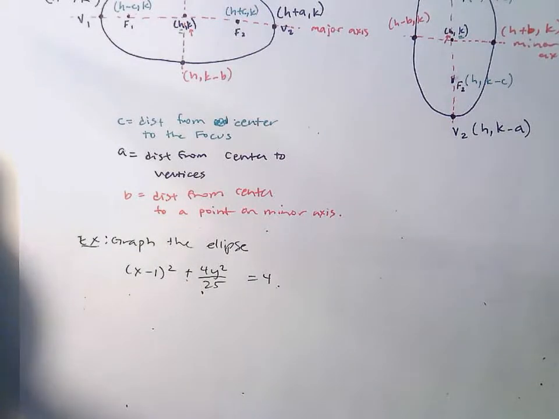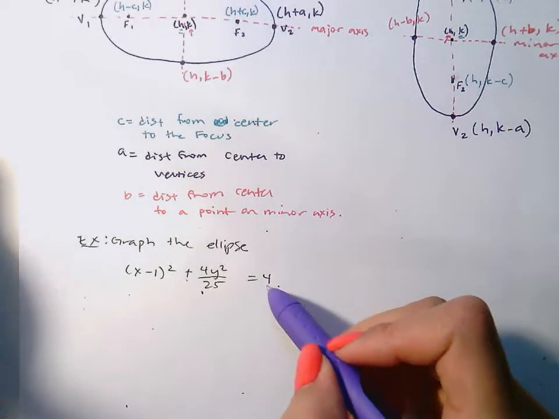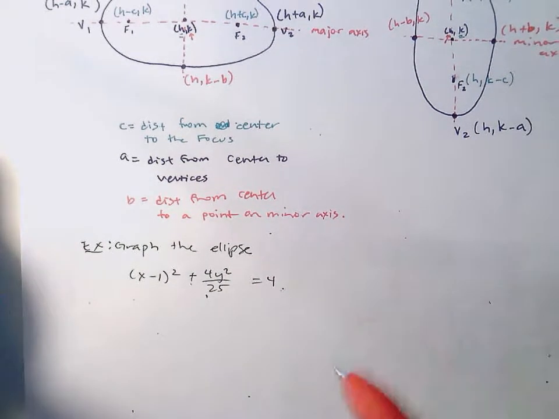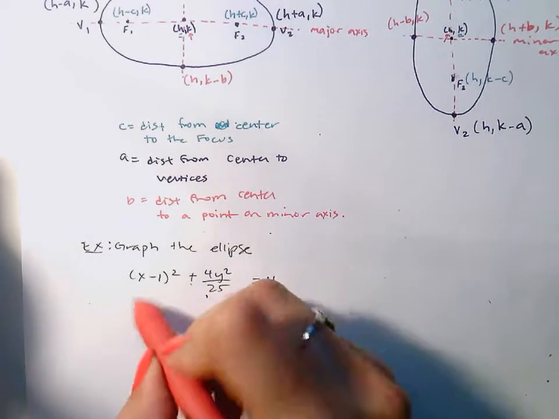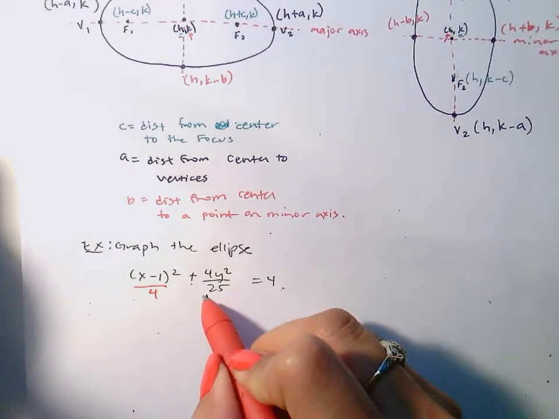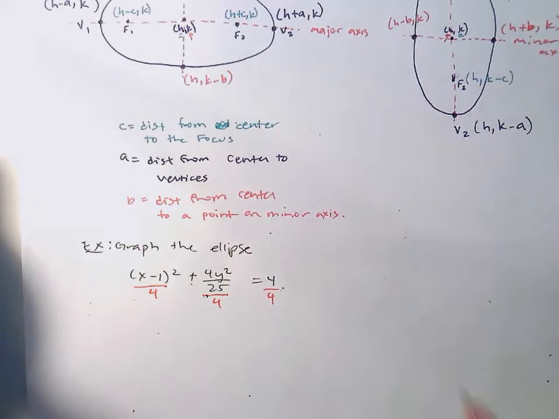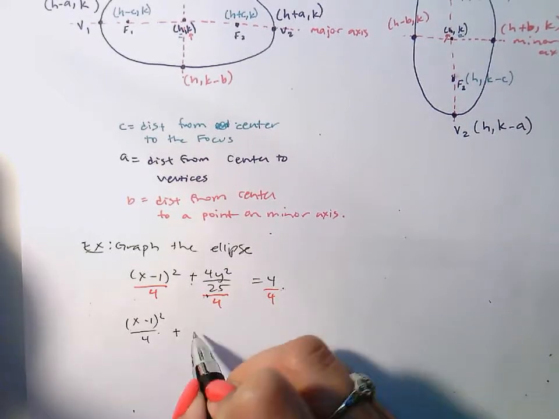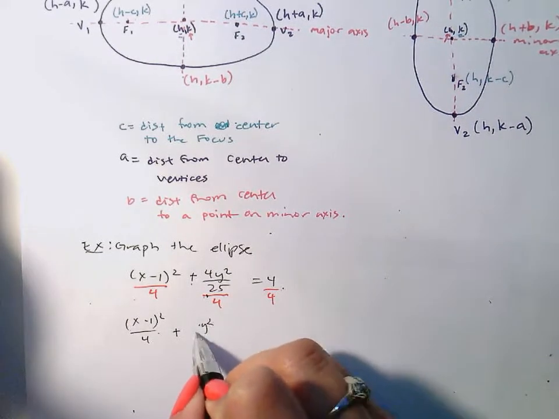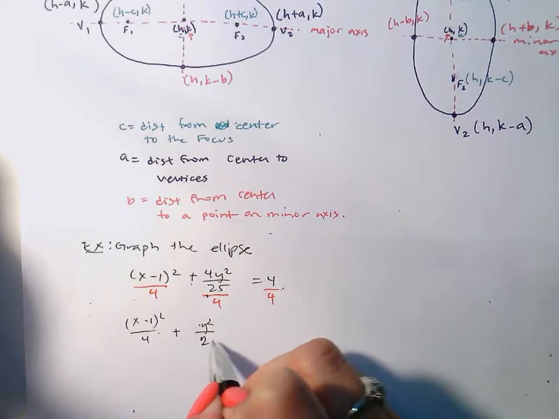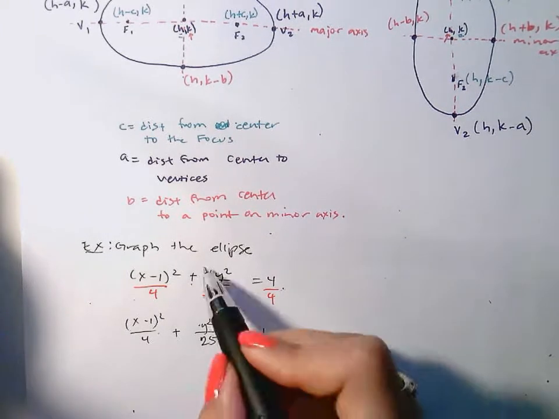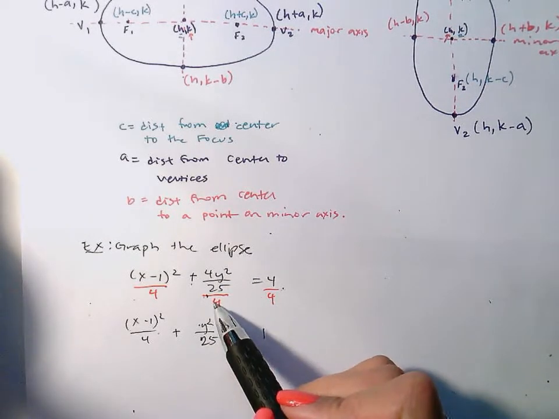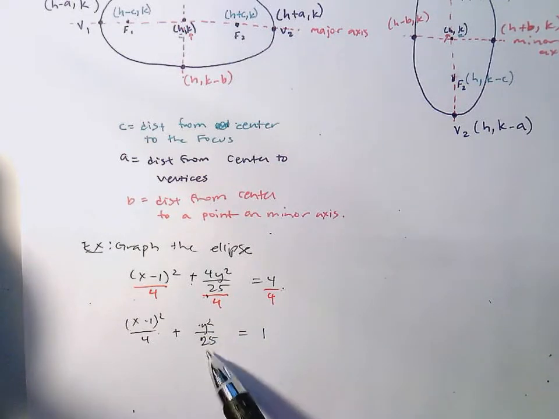As we mentioned before, we want to make sure that there's a 1 on the right side. So if there isn't a 1, you want to divide both sides by that number. So we're going to force this to become a 1 by dividing by 4 on this side, by dividing by 4 here, and also on the right side. So on the left side, we're going to get (x minus 1) squared divided by 4 plus y squared over 25 is equal to 1. The 4's are going to cancel. You take 4y squared over 25, multiply by the reciprocal of 4, and the 4's cancel. So you get y squared over 25.